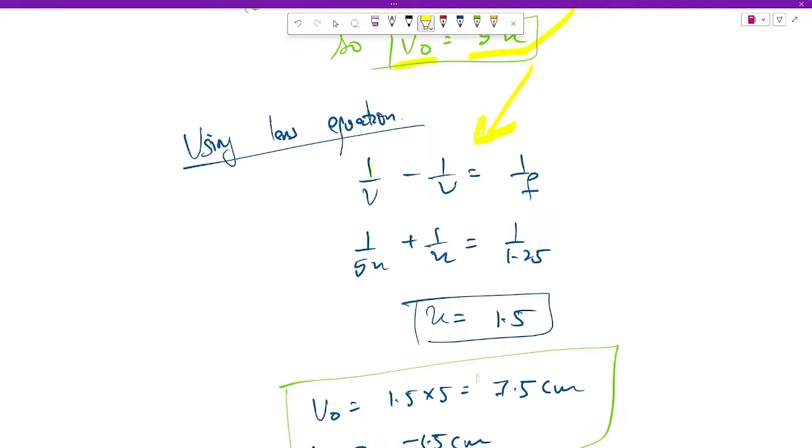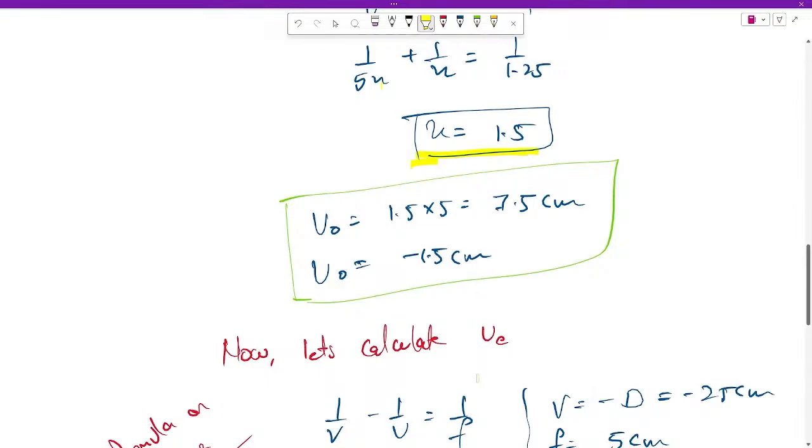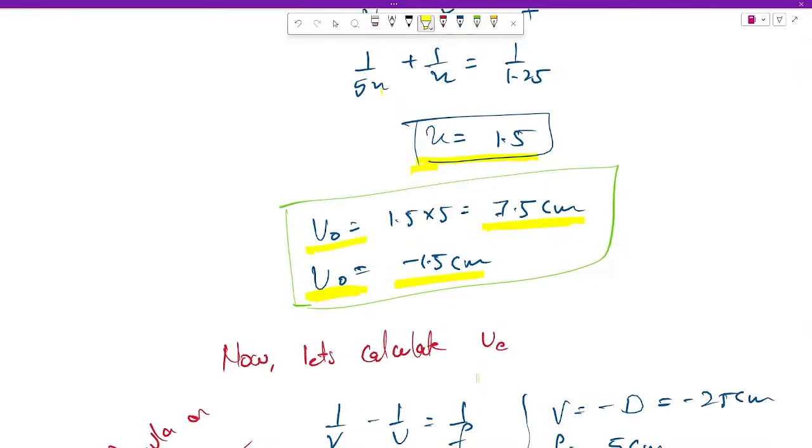So 1 by V would be equal to 1 by 5x. Now 1 by U would be equal to 1 by x because U is -x. So finding the value of x, we will get the value of 1.5 centimeter. Now since we assumed that VO is equal to 5x, VO is going to be equal to plus 7.5 centimeter, and UO, that is the object distance from the objective, is going to be equal to minus 1.5 centimeter.